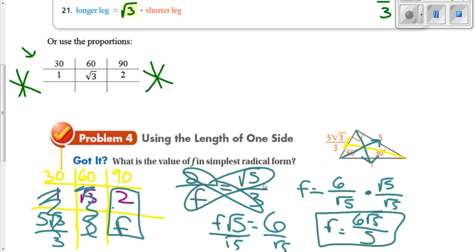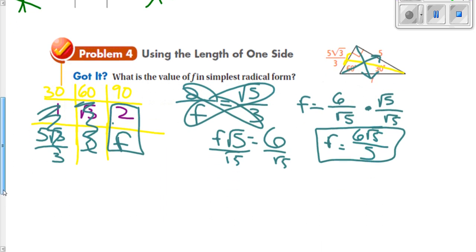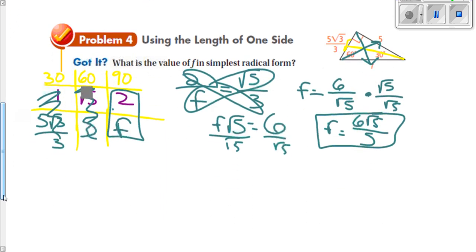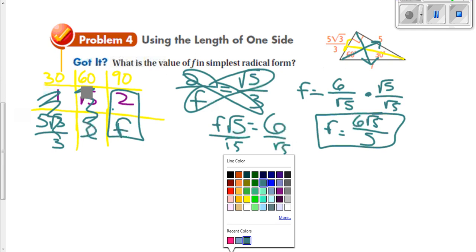All right, so that's using my proportion method. If you're comfortable with that, then just skip ahead to the next part. If you want to take a look at how you would do it without the proportions, you're more than welcome to listen along as I go through that.